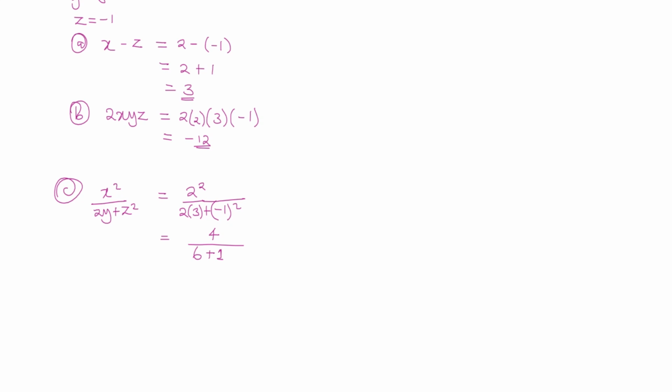From here we can now write 4 over, so we are simplifying, 6 plus 1 will just give us 7. Since there is no number that can go into 4 and 7 without leaving a remainder apart from 1, our answer will just be 4 over 7 for question C.